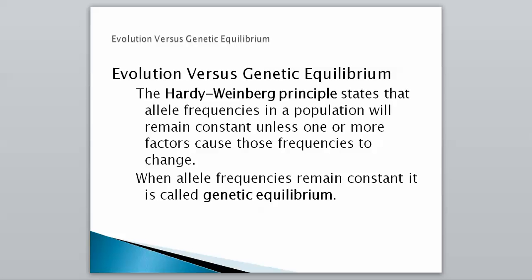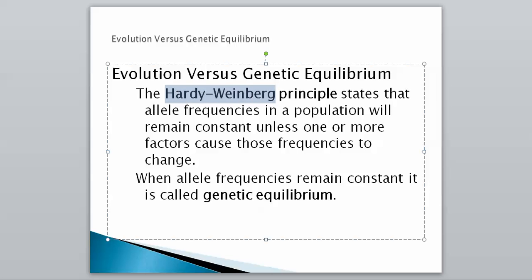So genetic equilibrium is kind of the exact opposite of evolution, and we will get to that in a second. So the Hardy-Weinberg principle, and we've had you define those two words in your word search, states that allele frequencies in a population will remain constant unless one or more factors cause those frequencies to change. So when these frequencies remain constant, it is called genetic equilibrium.